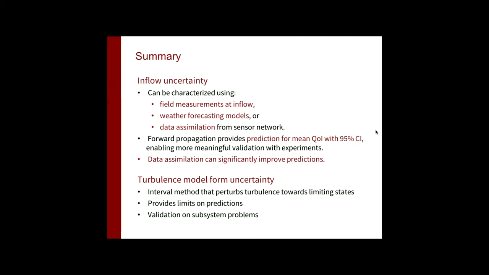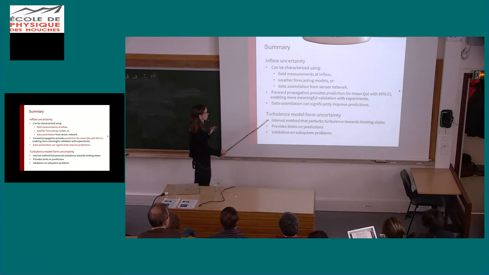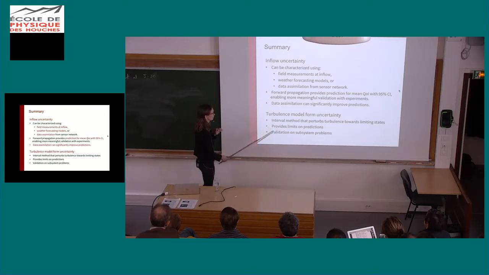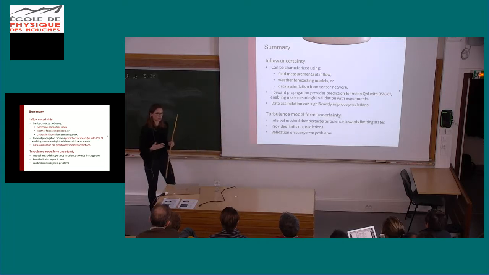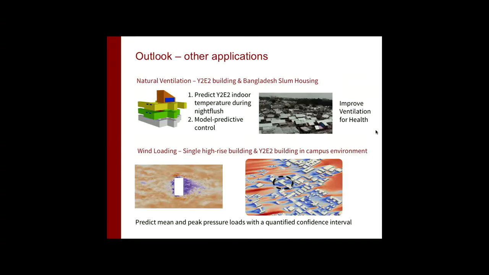In terms of turbulence model form uncertainty, we have that interval method that perturbs turbulence towards the limiting states. I should say we're also working on this for mixing models, so that might be of more interest to a lot of you in this audience. It does provide limits on our predictions, and we have done validation on a number of subsystem problems, but it remains a challenge to really believe that this is robust when you go to our more complex models. So there's a bit of work to be done there.